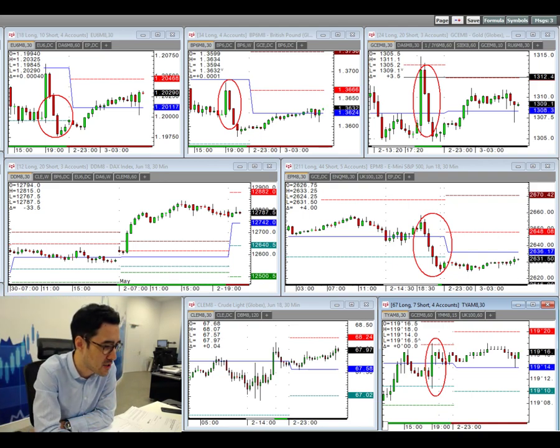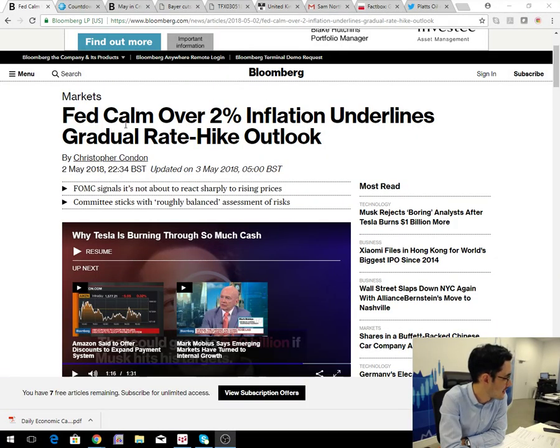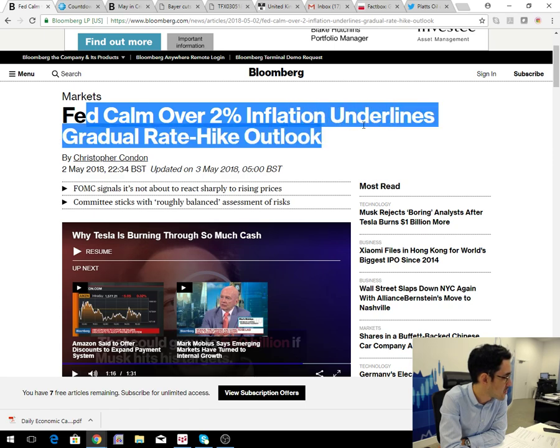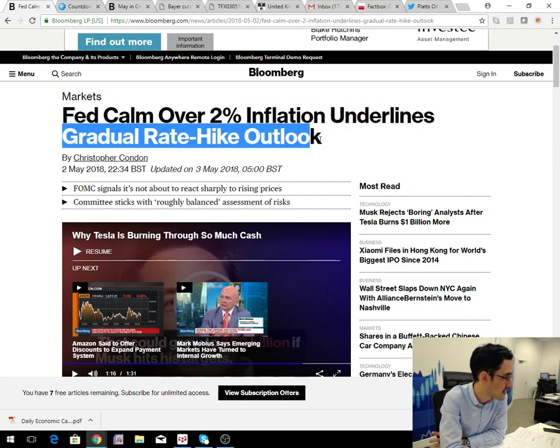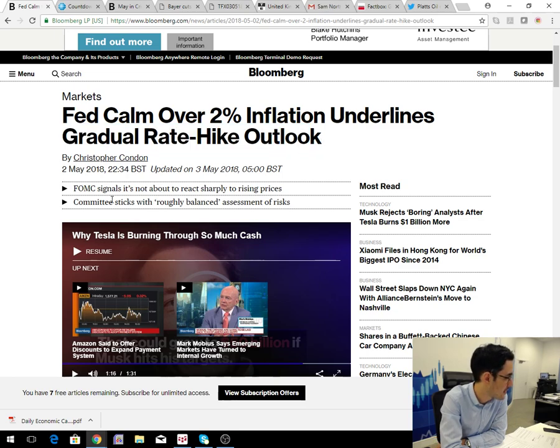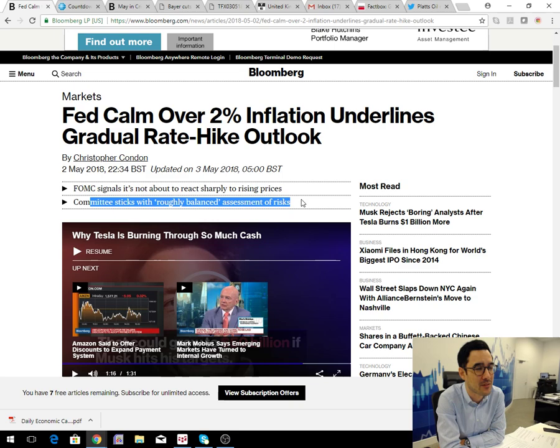If we just quickly switch over here, this is the type of headlines that you're seeing. Fed calm over the 2% inflation underlines, and this is the important part, gradual rate hike outlook. So this is as per typical Fed stance. They signal it's not about to react sharply to rising prices. Committee sticks with roughly balanced assessment of risk. So it's this ongoing slow progression of monetary normalization.